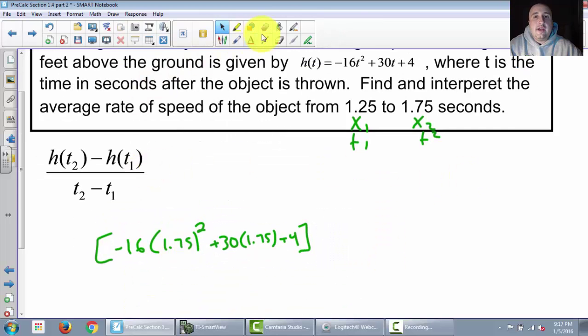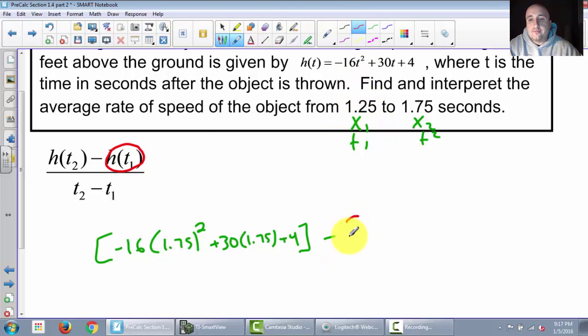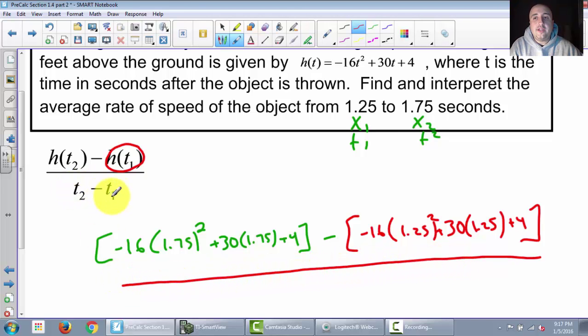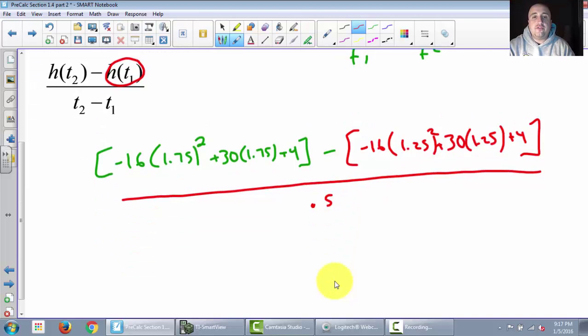Now what do I have? Now it says minus, so I'm going to do minus. I'm going to do a different color here. Now we're going to plug in t1, which is 1.25, into our formula. So -16 times 1.25 squared plus 30 times 1.25 plus 4. Okay, so I plugged in t1 into my formula. And then at the bottom here, it's t2 take away t1. 1.75 take away 1.25. You can do that in your head. It's 0.5.